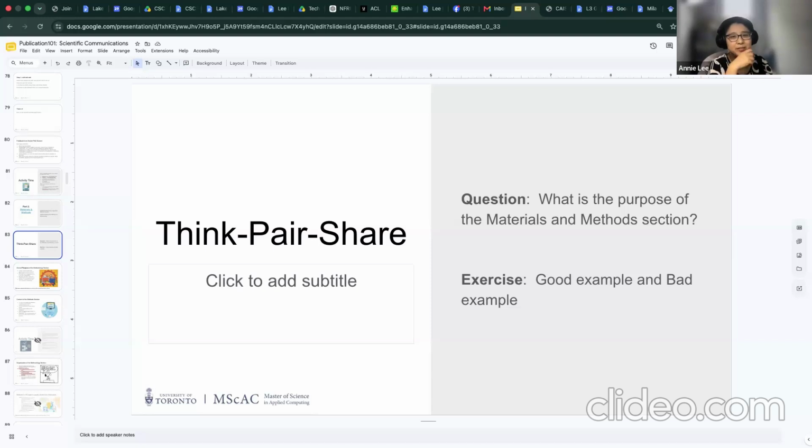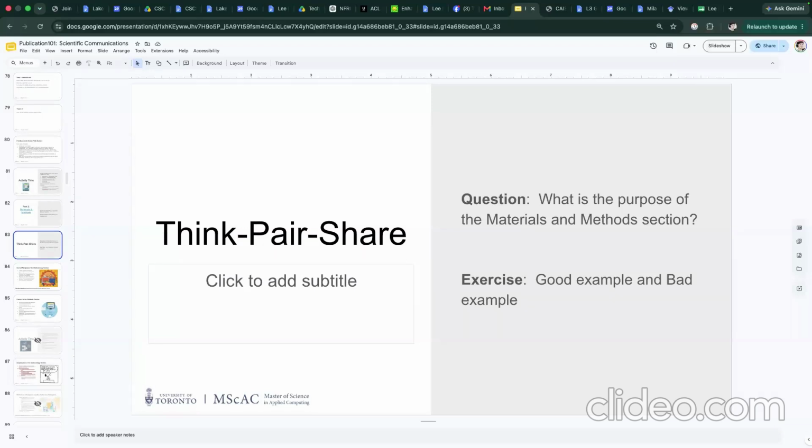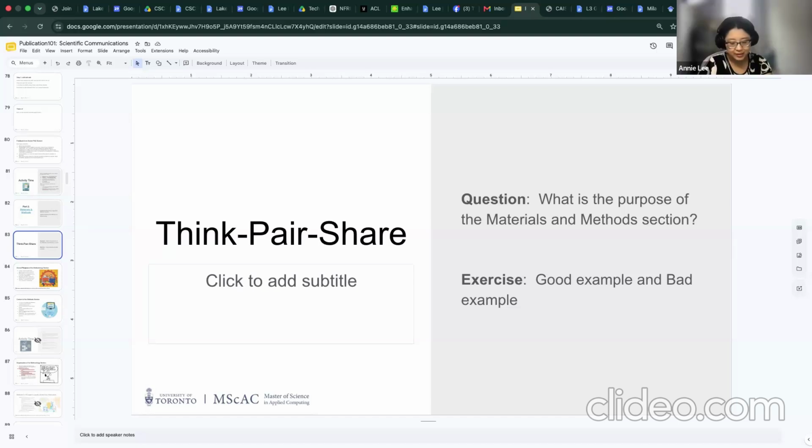Oh, yes, it could be used as a planning tool. I never thought about that. That's very good. Miriam? Personally, I find materials and methods really good for reproducibility. Specifically, if I'm reading recent articles, just to see how feasible that approach is, I always start by looking at the materials and methods. That's perfect. Yeah, exactly.